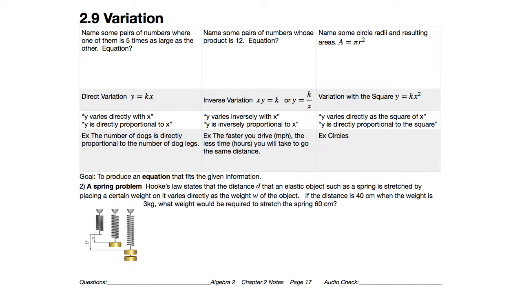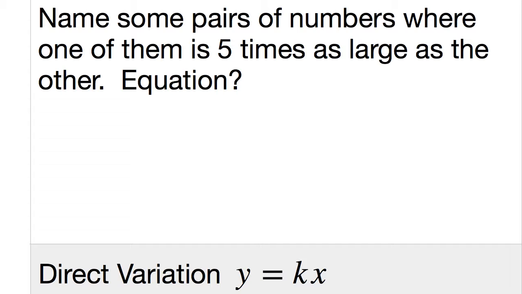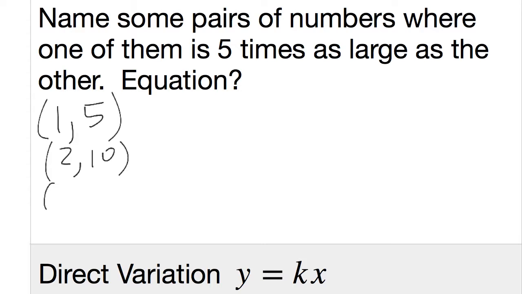All right, this is section 2.9, variation, last section of the chapter. So let's name some pairs of numbers where one of them is 5 times as large as the other. So for example, like 1 and 5, and 2 and 10. One of them is 5 times as large as the other. You could have 0.3 and 1.5. You could even make them negative.